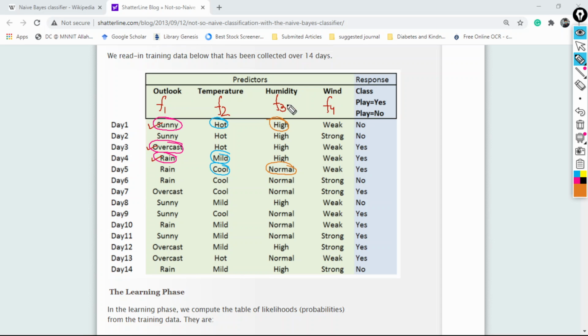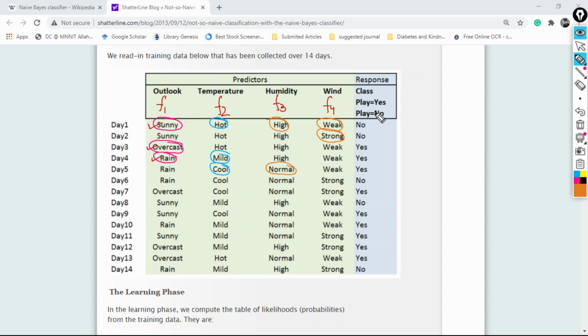These are the two types of features in humidity. And if you look at the wind feature, it has two types as well: weak and strong. So in total we have four features. The first feature has three types, the second has three types, the third has two types, and the fourth has only two types. And this is simply a binary classifier.